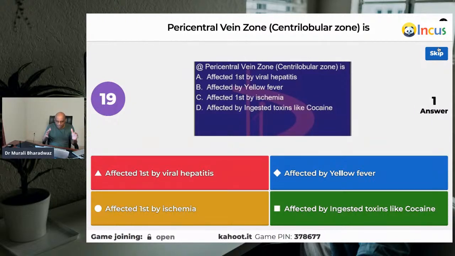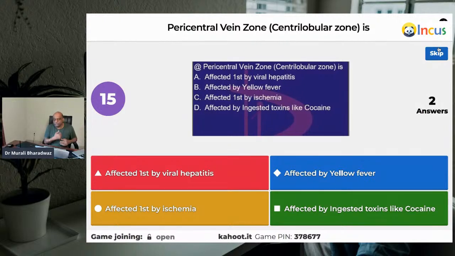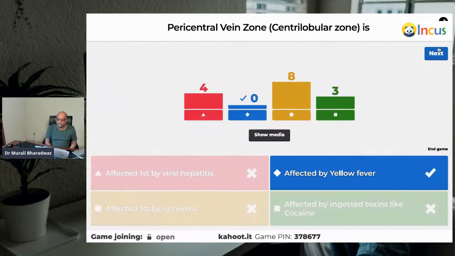So the liver, if you look at histology, is divided into zone 1, zone 2 and zone 3. So the pericentral vein zone, which is called the centrilobular zone, what is the specialty of it? Whoever answers it is really ready for the exam. I can vouch for you.